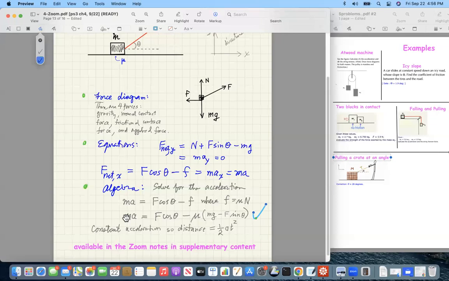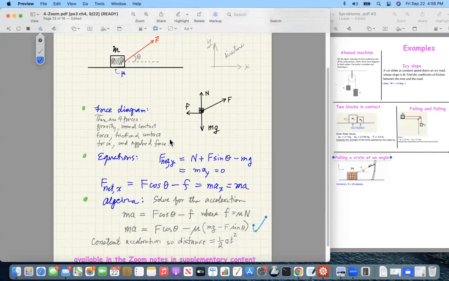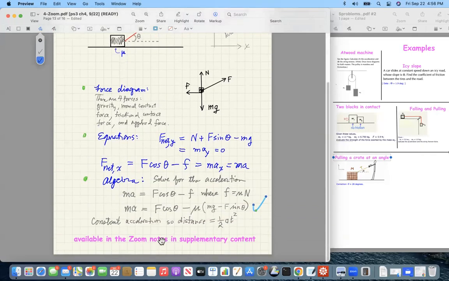Now the acceleration will be constant. And I guess the problem probably asks something about how far it moved. Well, you have to think back to chapter 2. We learned that for constant acceleration, the distance is 1/2 a t squared. So again, I'm going over this pretty fast, but if you want a little more time to ponder this, it's in the Zoom notes in the supplementary content.